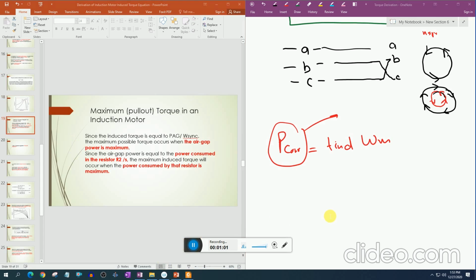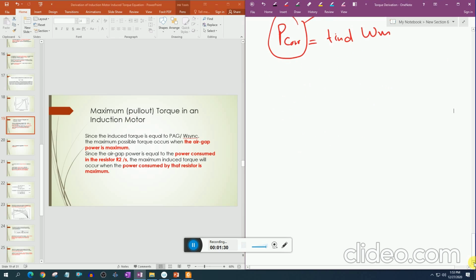Till now we calculated the induction motor torque in terms of speed and in terms of slip, and we also checked the value of P converted at different speeds. Now we are moving towards the parameters on which the maximum torque in an induction motor depends. Maximum torque, or pull out torque, depends upon which parameters, and how do we calculate it? Since the induced torque is equal to P of air gap over omega synchronous, this will be maximum when P of air gap is maximum.